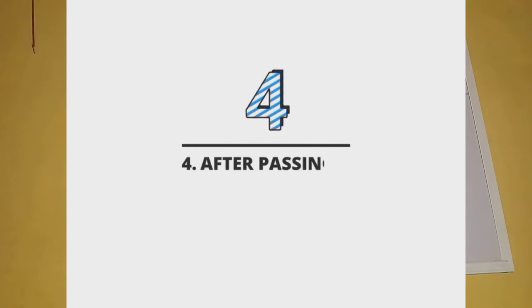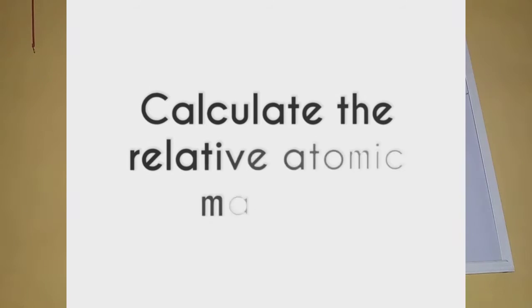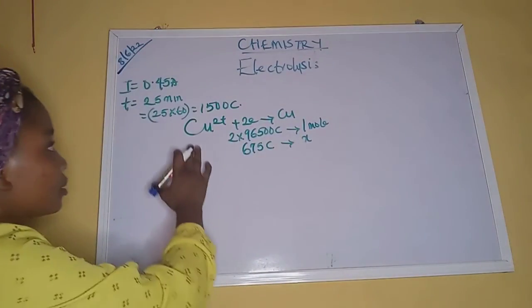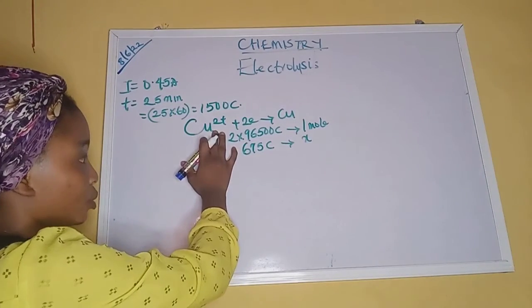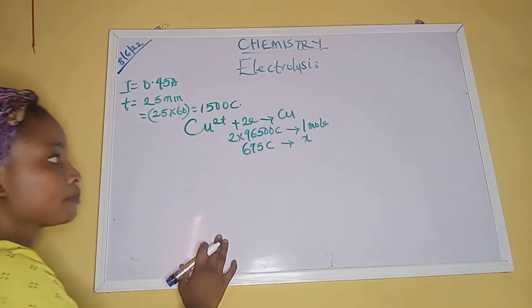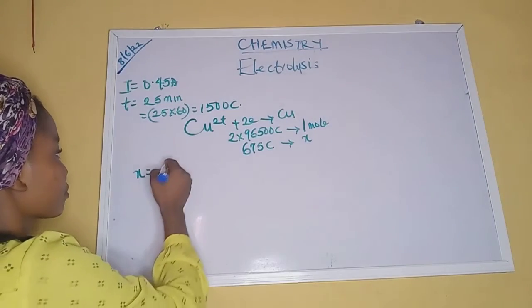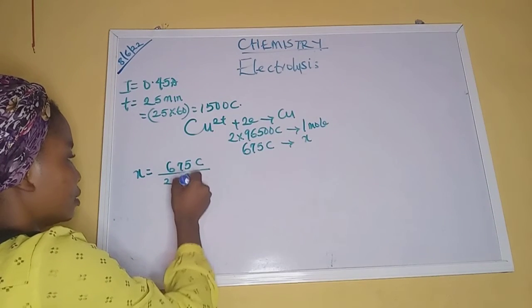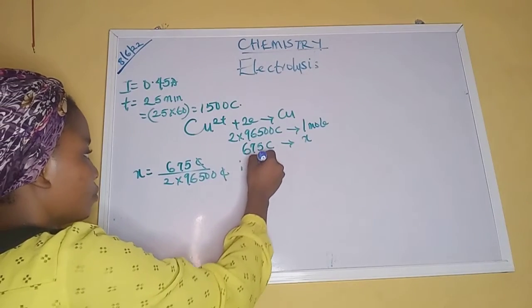Checking out question 4. The question says, after passing a current of 4.5 amperes for 25 minutes, 0.221 gram of copper is deposited. Calculate the relative atomic mass of copper. Now looking here, I've calculated everything, and I've also dissociated Cu2+ + 2e⁻ will give you ordinary copper. So when we multiply this, our X becomes 675 coulombs over 2 times 96,500 coulombs.